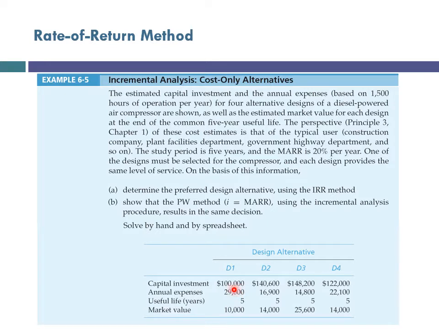And since these are cost alternatives, we don't need to look at the IRR of this one. It means that D1 is our base project. We select it as our base project. The next thing, we need to compare this base project with the next alternative, with the next higher capital investment. So simply we will look at D4 minus D1.